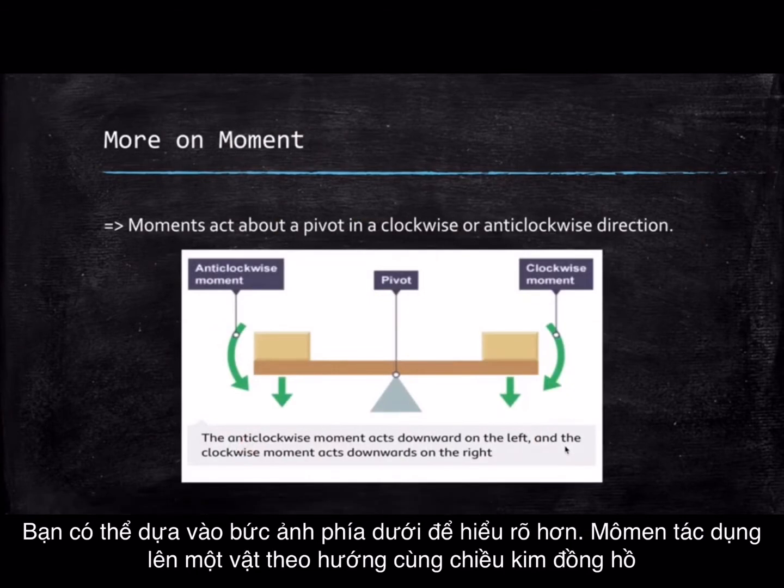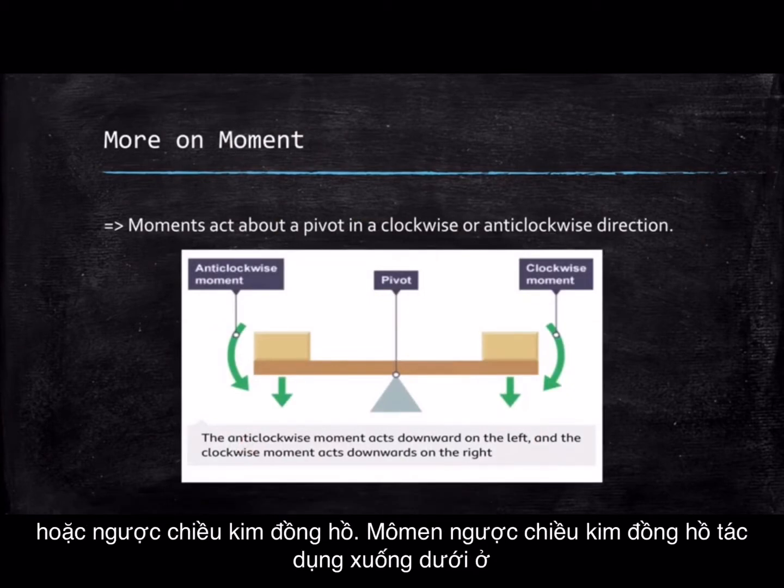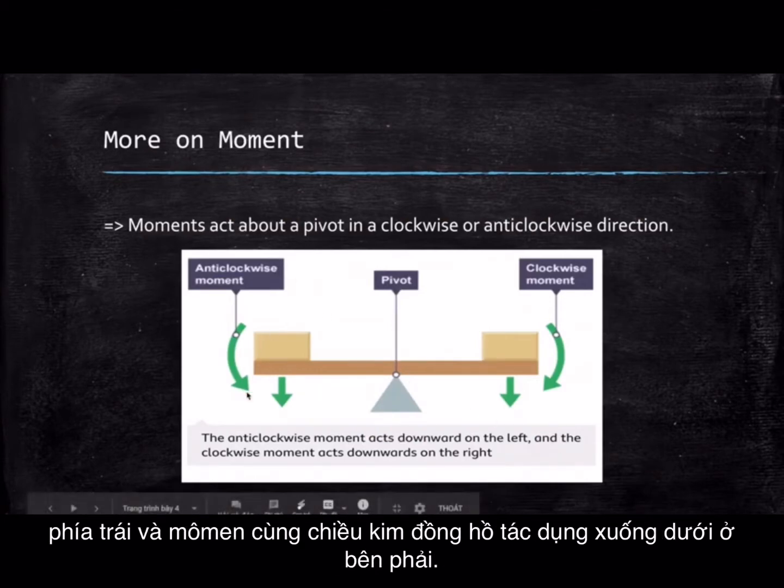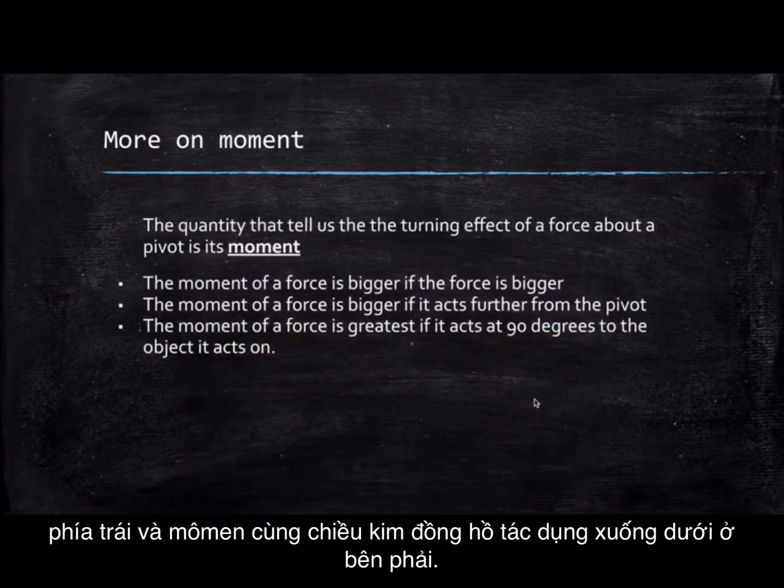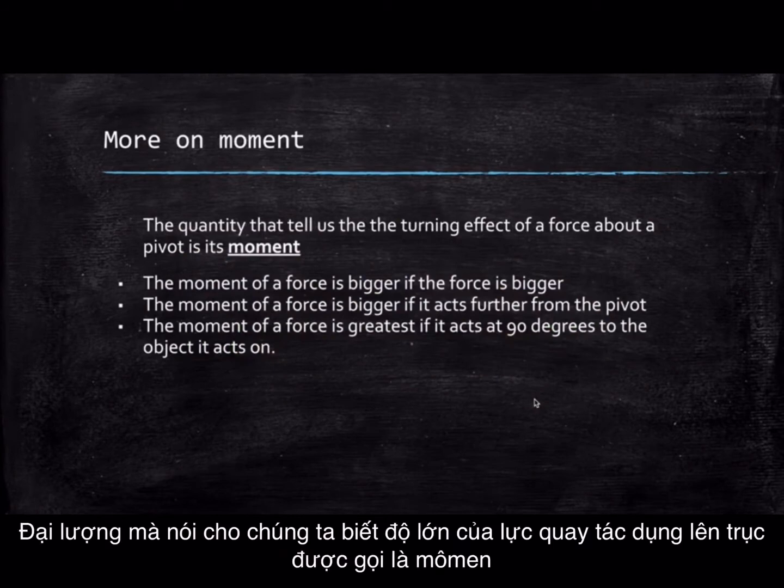Moment acts about a pivot in a clockwise or anti-clockwise direction. The anti-clockwise moment acts downward on the left, and the clockwise moment acts downward on the right. The quantity that tells the turning effect of a force about its pivot is its moment.